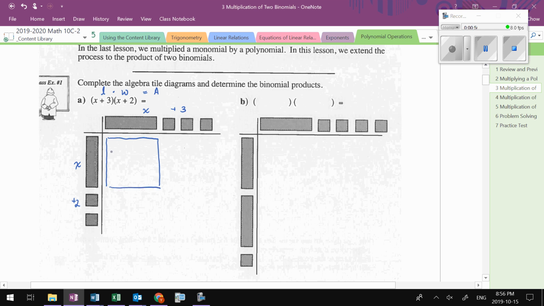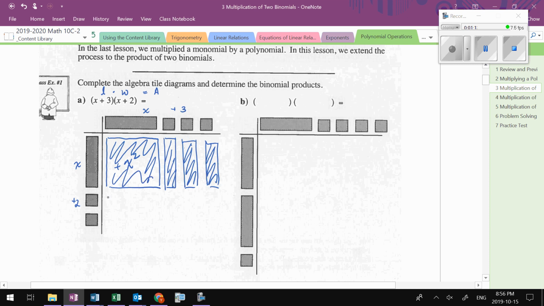So x times x, that's going to give us our positive x squared, and then our x times 3 gives us 3 positive x's. These are of course all shaded in because they are all positive times positive, giving us positive. Then we've got 2 times x, so that is 2x, shade those in, and then in the corner here we've got 2 times 3, which is of course going to be 6 unit tiles.